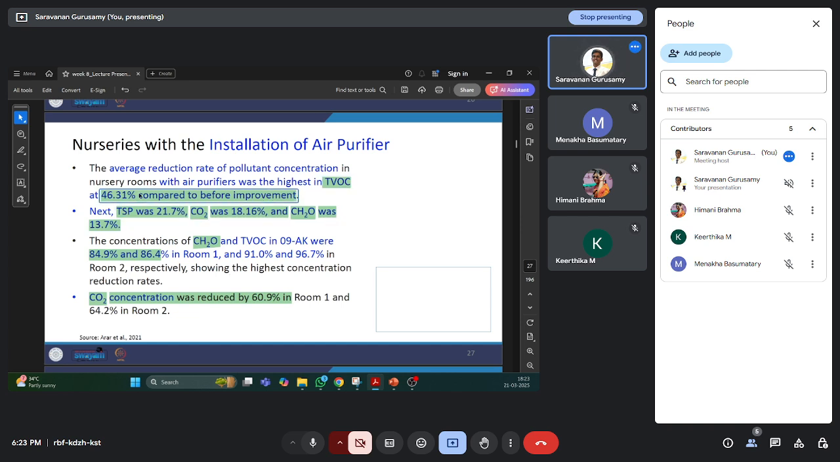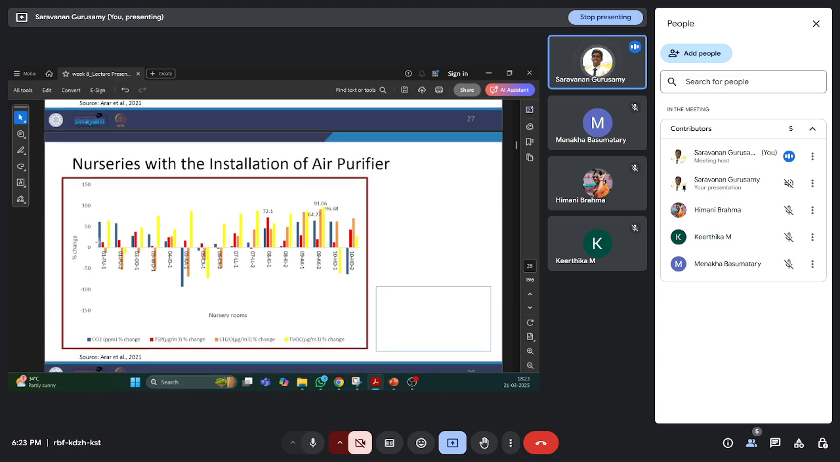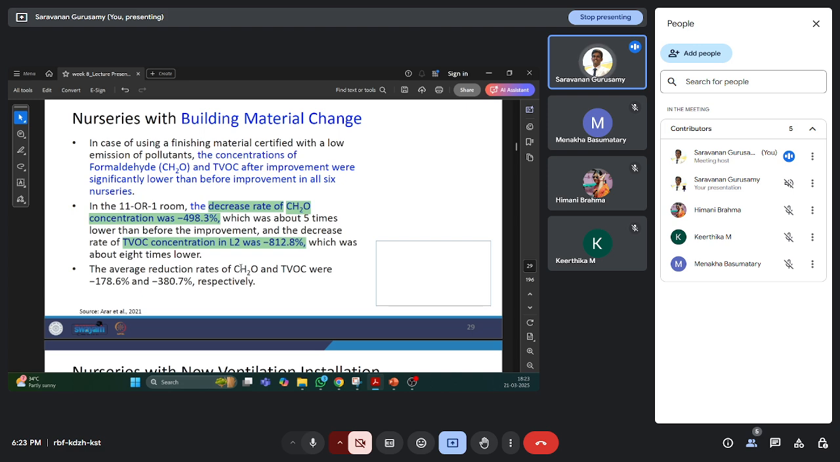So they understood that there was 46% improvement in TVOC, and suspended particulate matter was reduced by 21%. Carbon dioxide reduction was 18%, and formaldehyde 13%, with the air purifiers I'm saying. Then this will be the earlier concentration, and this is the reduced concentration. You can see at the top and bottom of this horizontal line.